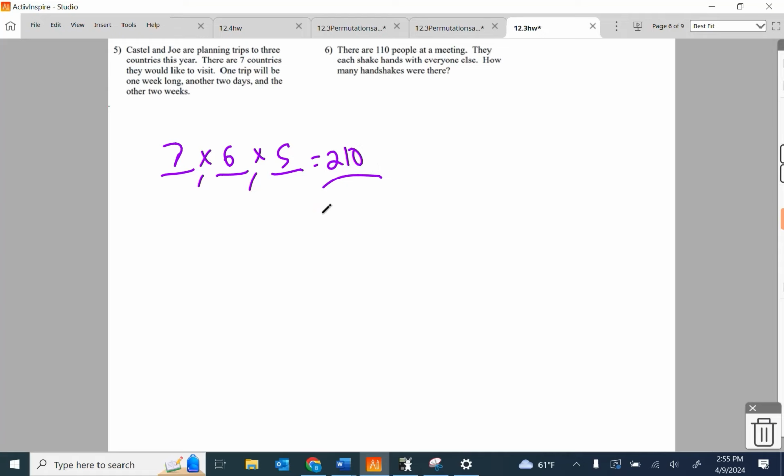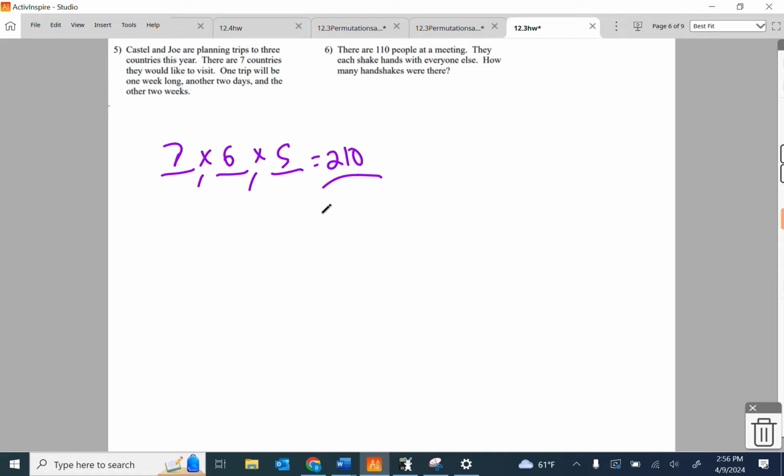Number 6, there are 110 people at a meeting. They each shake hands with everyone else. How many handshakes were there? I'm just trying to decide if it should be a permutation or a combination.